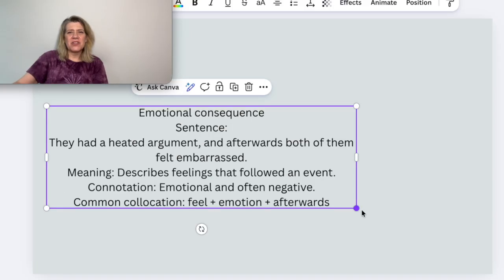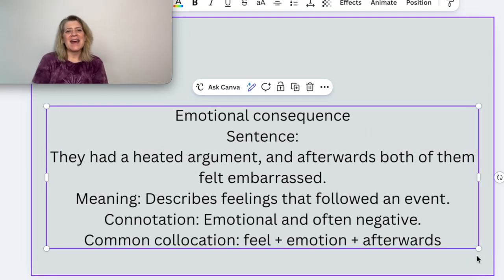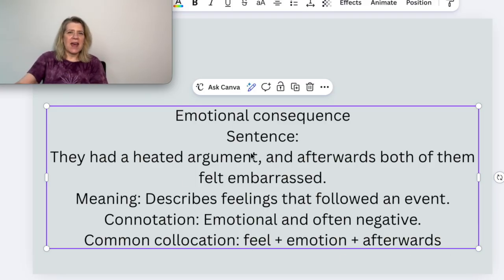Afterwards. An emotional consequence. They had a heated argument, and afterwards both of them felt embarrassed. So it's still an event and then the consequence, or what happened afterward. And the word afterwards is fairly neutral in this sentence because the whole sentence is talking about this argument and then what happened next. The feeling embarrassed is a direct result.